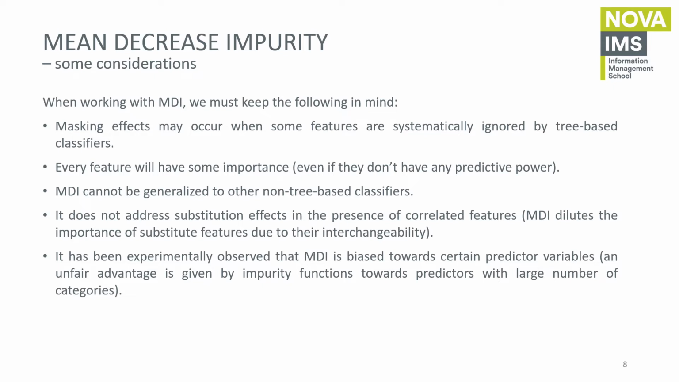As with every method, when working with MDI, we have some considerations to make. For instance, we must take into consideration that masking effects may occur when some features are systematically ignored by tree-based classifiers. We also have that every feature will have some importance even if they don't have any predictive power whatsoever. Then, we have that MDI cannot be generalized to other non-tree-based classifiers, and that it does not address substitution effects in the presence of correlated features. Finally, it has also been experimentally observed that MDI is biased towards certain predictor variables, in which an unfair advantage is given by impurity functions towards predictors with large number of categories.